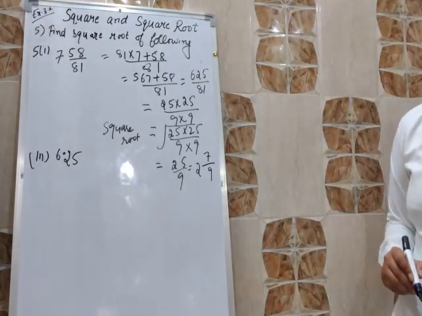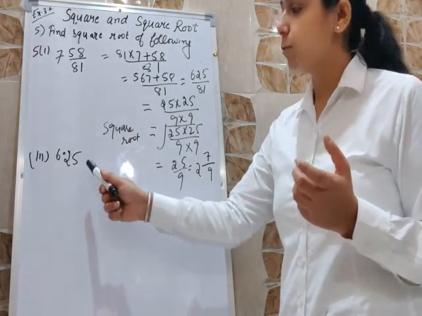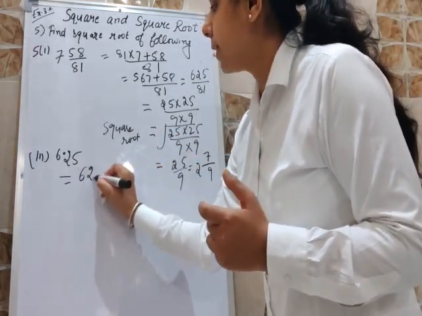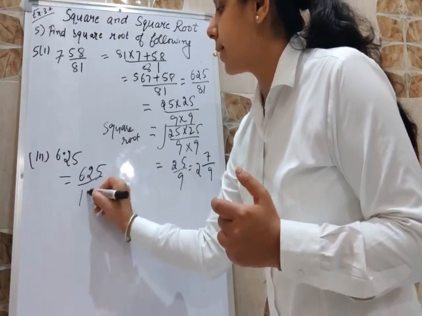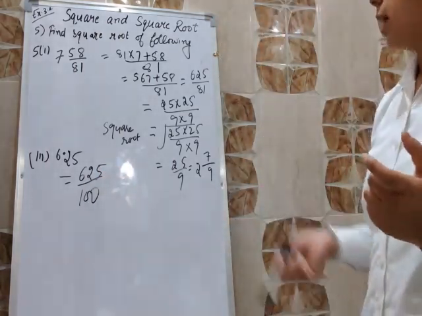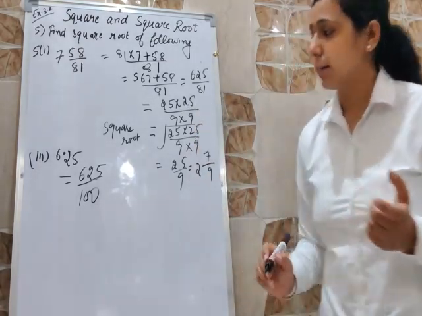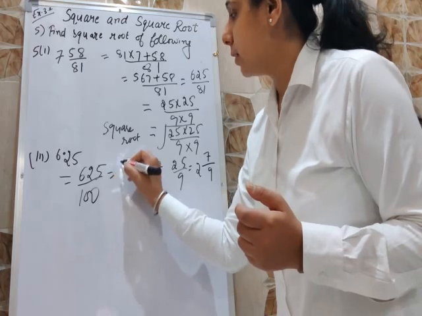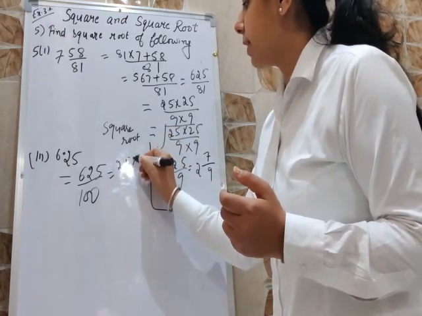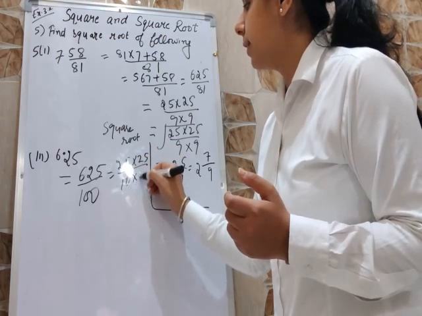Now question fifth and part number third. That is 6.25. So how you can write 6.25? You can write it in 625 by 100. So that means again 625. I already made the factor of 625, that is 25 multiply 25. So you can write here 25 multiply 25 divide by 10 multiply 10.